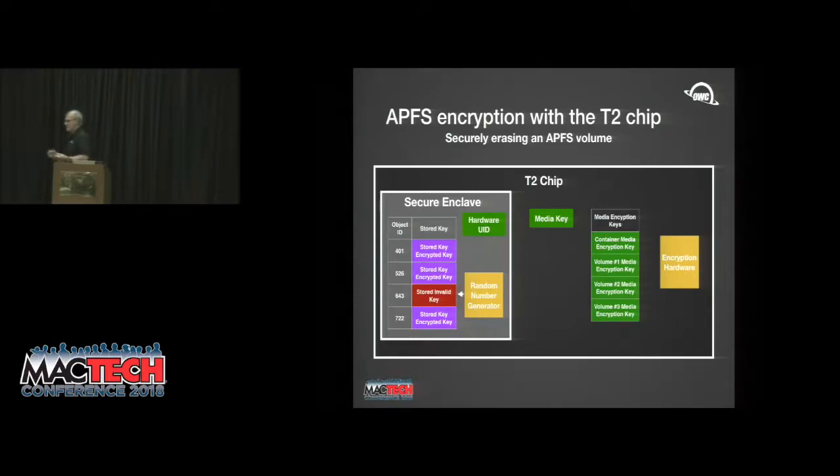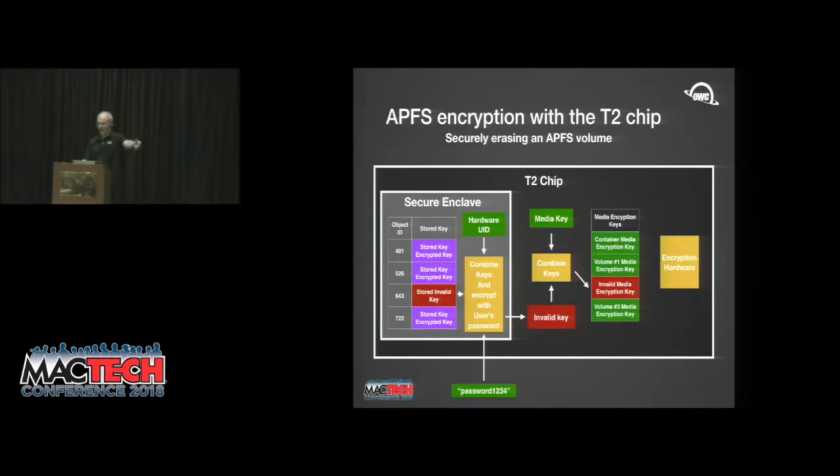So what happens when you want to secure erase a volume? Because APFS is set up where each volume and the container all have separate keys, we can just go and nuke one of the volume keys in the secure enclave, and then we won't be able to read anything, because when we enter the password and everything, we're going to get the invalid key. It's going to get decrypted with the media key. You're going to have this invalid key sitting in your list of media encryption keys for the hardware that's going to do decryption. And when you do your decryption, you're going to get garbage out the end.